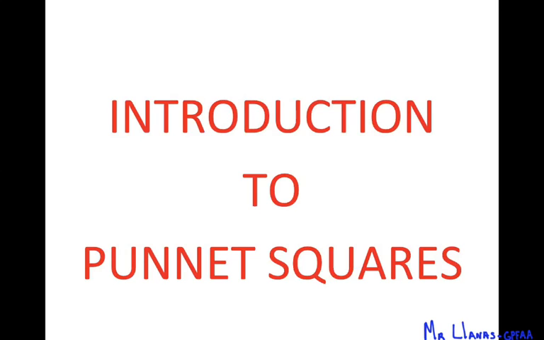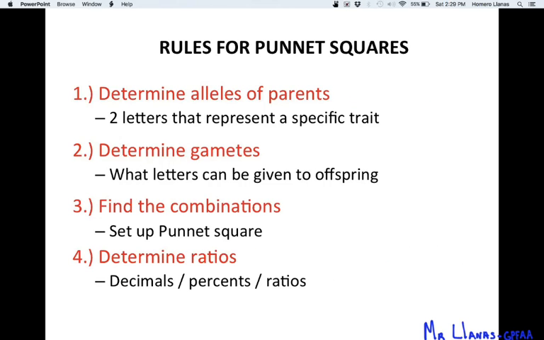So I will introduce what they are, what we use them for, and how we actually solve these types of problems, or how to predict what type of offspring we would get from two organisms. In order to do that, we need to use these four rules. We'll talk more about them in class, but the first one is we have to determine the alleles of the parent. The alleles, we know, are letters, right?